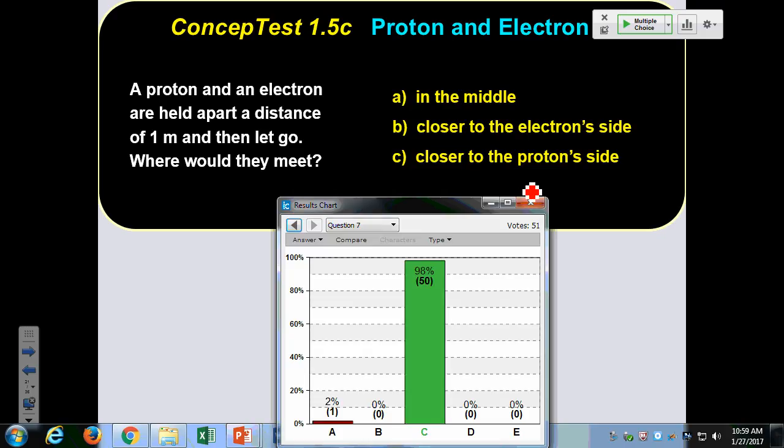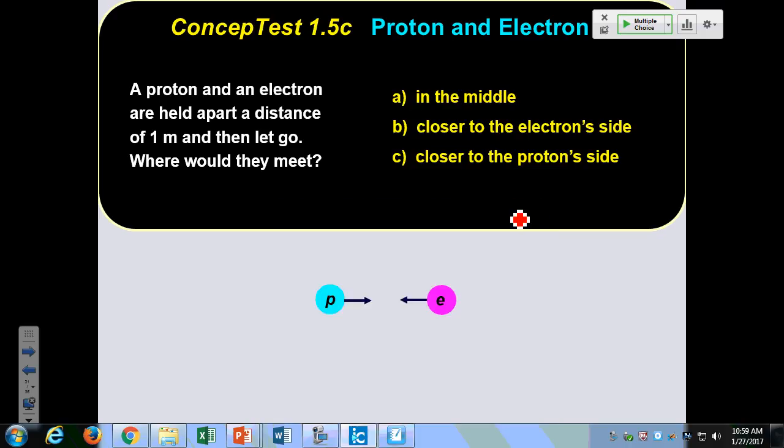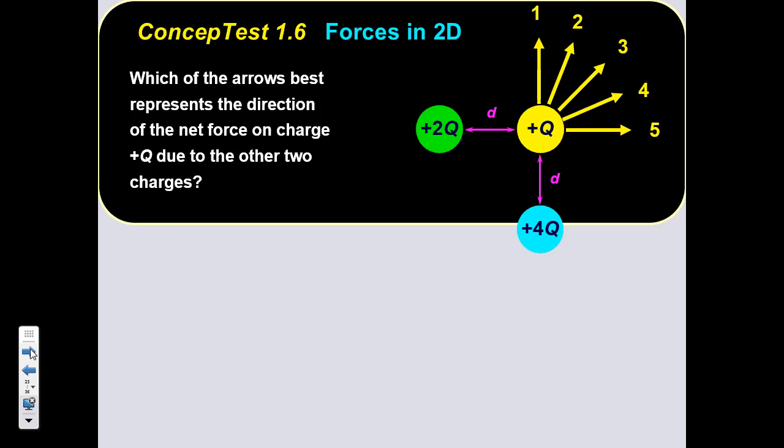It's true. All right, so why is it closer to the proton side? Well, the proton, we just said, accelerates at a much slower rate. So it's like electron here, proton here. The proton sort of moves like this, but the electron moves like this. And so they meet over there, not in the middle, but closer to the proton.